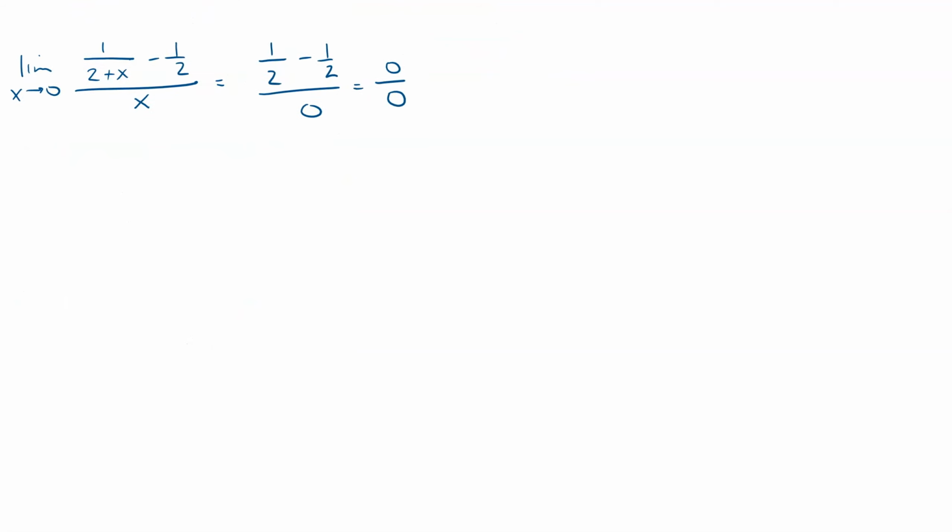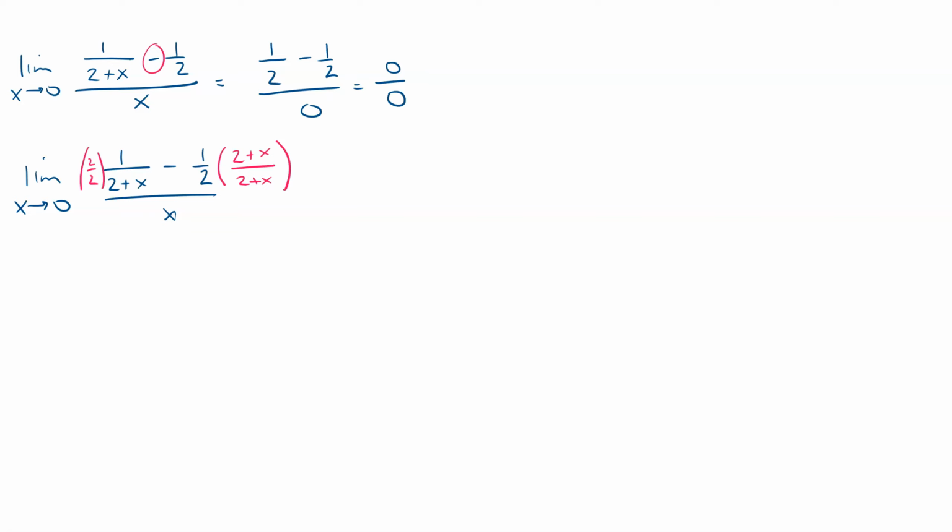Here's what I mean. Looking at this problem, the math is asking us to subtract these fractions. I know that in order to subtract fractions, the bottoms need to be the same. The denominators need to be the same. Let's start again. To make the denominators the same, I need to multiply the first term by 2 over 2, and the second term by 2 plus x over 2 plus x.